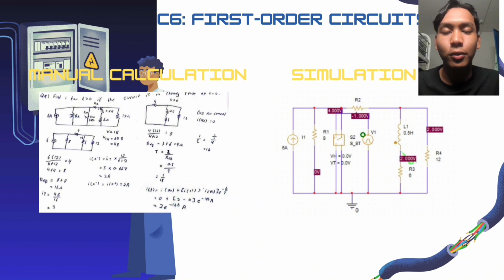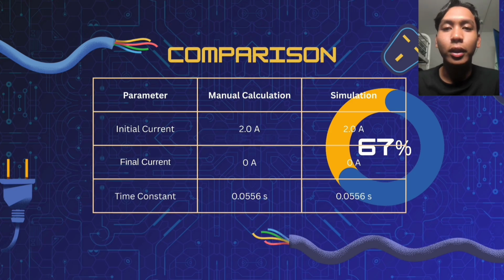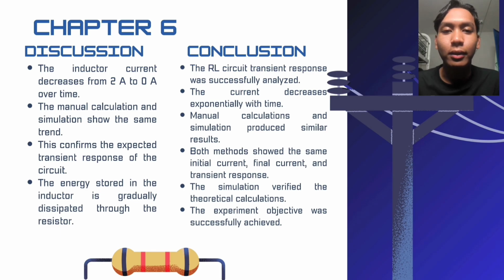Next, we construct the exact same circuit in our simulation software to observe its transient response visually. By setting up the transient analysis, we generate waveform graphs that show the voltage or current charging and discharging over time. We can compare the data points from this simulation graph with our manual calculation. We can see the curve perfectly matches our theoretical expectation, proving our manual analysis is correct.